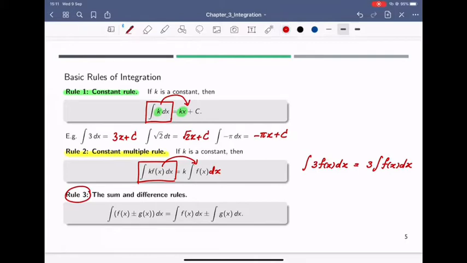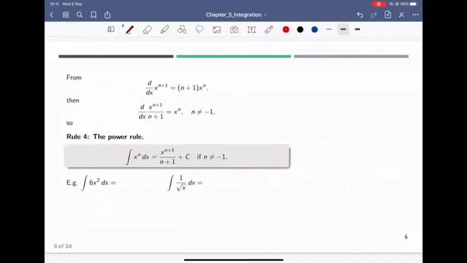So we're going to take one more step into the power rule. This is the important one that you're going to use all the time. If you consider when you differentiate x to the n plus 1 here, you're going to get (n plus 1) x to the n. If you divide everything by n plus 1, then if you differentiate x to the n plus 1 over n plus 1 here, you get back x to the n.